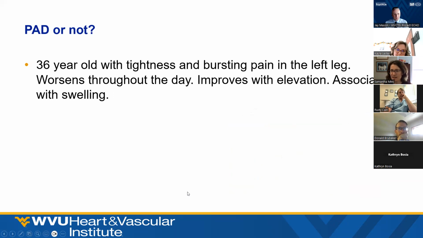All right, last one, PAD or not: a 36-year-old, I didn't even put a gender, 36-year-old female with tightness and bursting in the left leg, worsens throughout the day, improves with elevation, and it has swelling associated with it. There's two possible answers to this one, but it's a PAD.